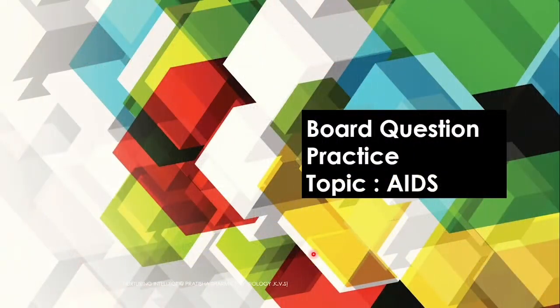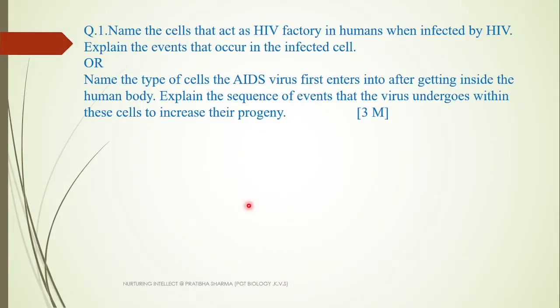Next, now coming to the questions which are asked from this topic. First, name the cells that act as HIV factory in humans infected by HIV. ठीक है, तो आपको बताना है उन सेल्स का नाम जो HIV फैक्ट्री की तरह एक्ट करते हैं जब ह्यूमंस में HIV इन्फेक्शन होता है.